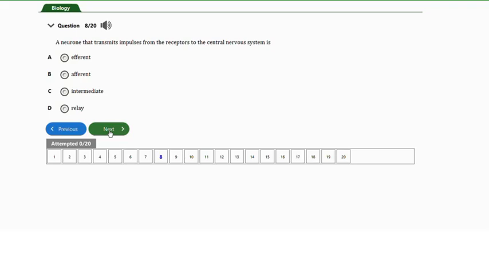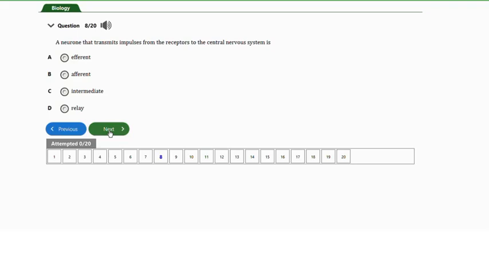It says, the neuron that transmits impulses from the receptor to the central nervous system is A. Efferent, B. Afferent, C. Intermediate, and D. Relay. So guys, the answer to this question is the afferent. The afferent neuron is a neuron that transmits impulse from the receptors to the central nervous system.